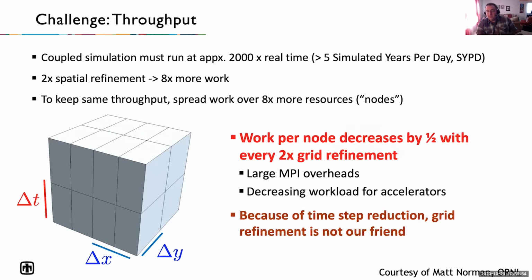accelerators like GPUs, they reward high workloads, and they actually don't do very well when they don't have much work to occupy them. And so the more we push grid refinement, we actually reduce the workload for these accelerators because the work per node is decreasing. So because of these time step reductions that are required by the Courant number, grid refinement is not really our friend when it comes to computational efficiency.